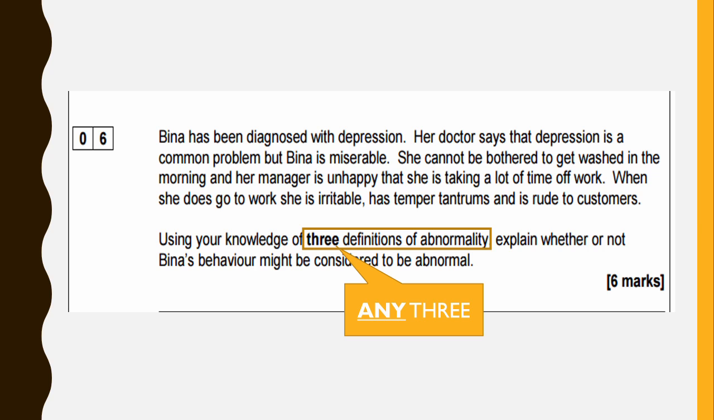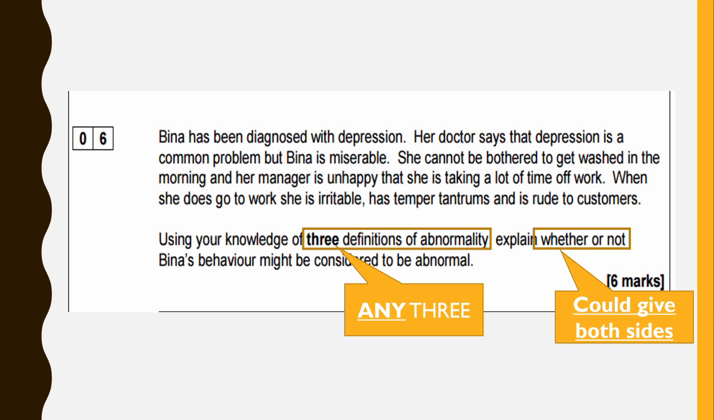Now, a few things to notice about this stimulus: it's asking you for 3 definitions of abnormality, which can be any 3 you choose, but then it's also asking you whether or not Bina's behaviour might be considered to be abnormal. So that suggests you might be asked to give both sides. If we look at what is given to us in the stimulus, her doctor says it's a common problem. She can't be bothered to go to work, she's not getting washed, she's having temper tantrums, and is rude to customers.